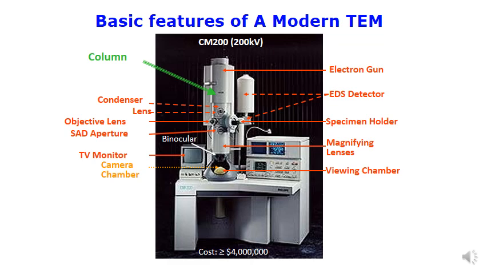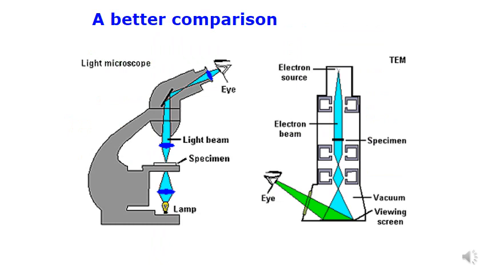In this column we also have the condenser lens and the objective lens, so we have lots of lenses here. Then here we have the specimen holder, and also the magnifying lens. This part is the viewing chamber, where the camera chamber is. Then this is the TV or PC monitor where you can see the image. TEM is more expensive compared to an optical microscope.